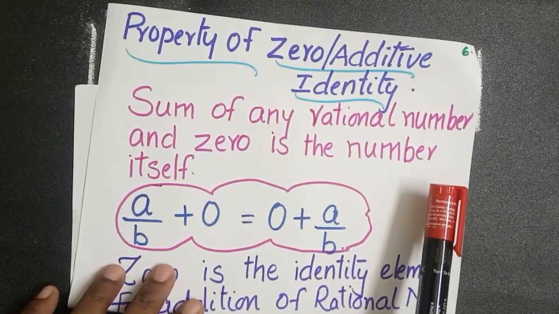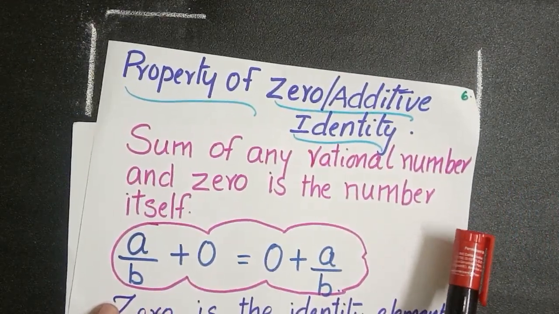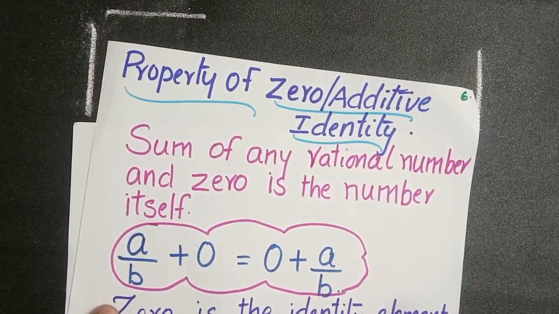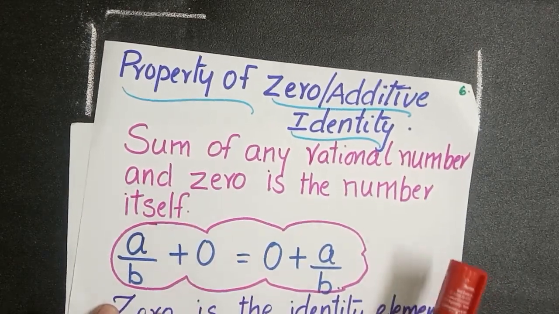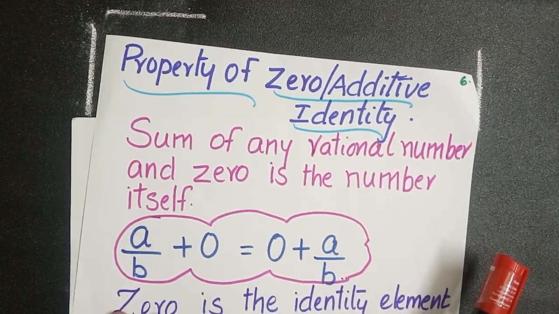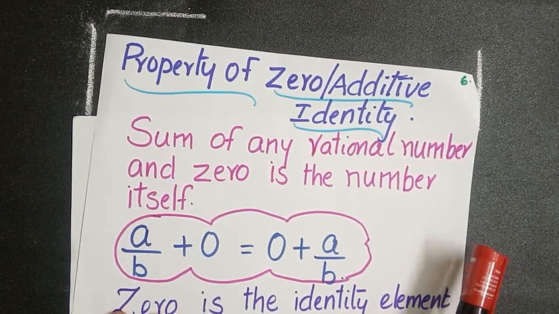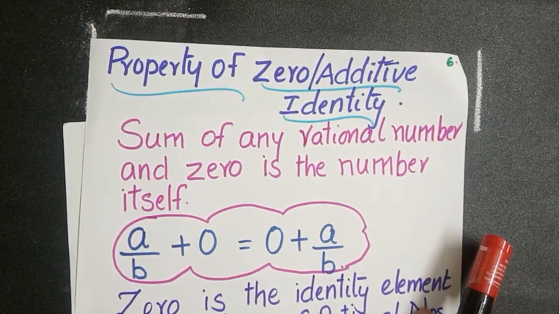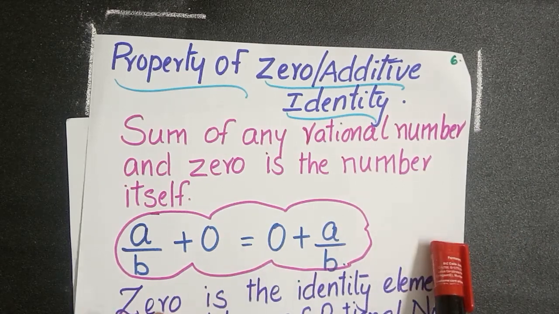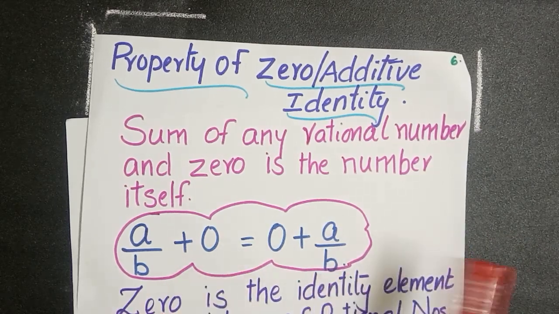Now, the next property is property of 0. It is also called additive identity. The sum of any rational number and 0 is the number itself. This we have learned even in lower classes. When you add any number to 0, we get the number itself. So in case of rational number also it is true.